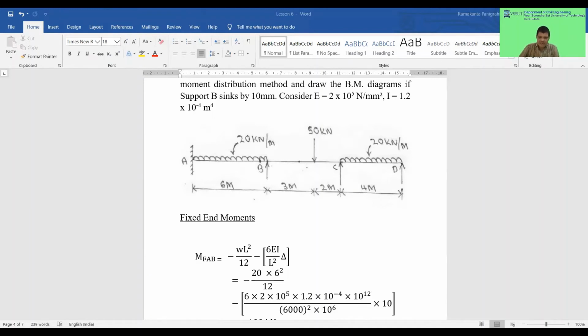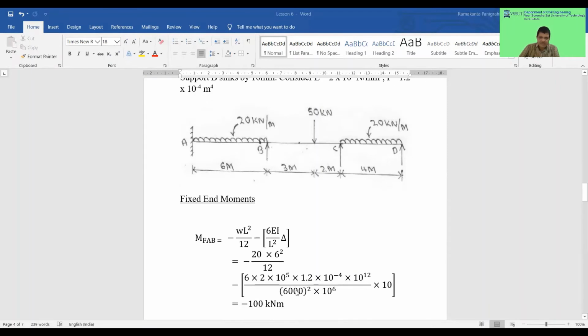Then L is equal to 600 meter square. You should convert to kilonewton meter because WL square by 12 is in kilonewton meter. You calculate this moment in Newton millimeter, then divide by 10 to the power 6 to find this value. So try to understand those things.